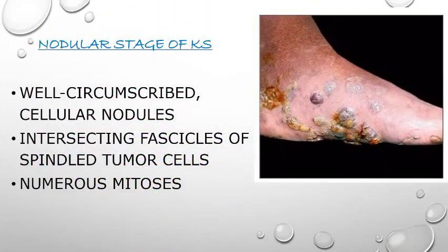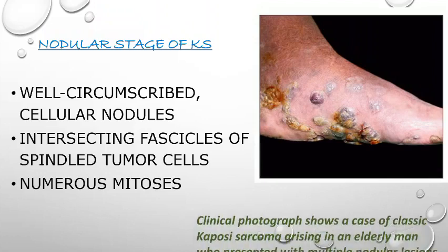Nodular stage of Kaposi sarcoma. In well circumscribed cellular nodules, intersecting fascicles of spindle tumor cells and numerous mitoses can be seen.